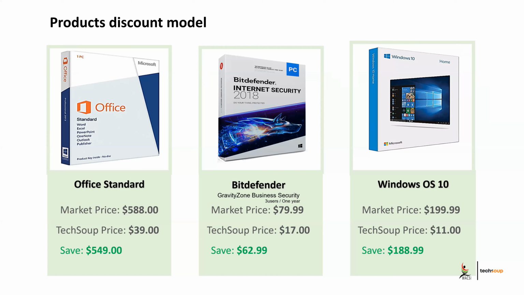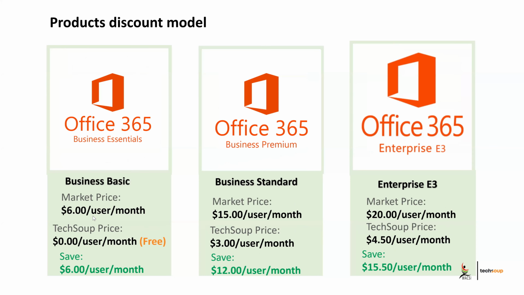These are also examples of the discount you get. There are some that you wouldn't pay anything for. If you look at the first one here, on the market, you are paying $6 per user per month for Office 365. And at Techsoup, you are paying absolutely nothing for that. So these are also examples of some of the cloud products, and then there are various licenses.